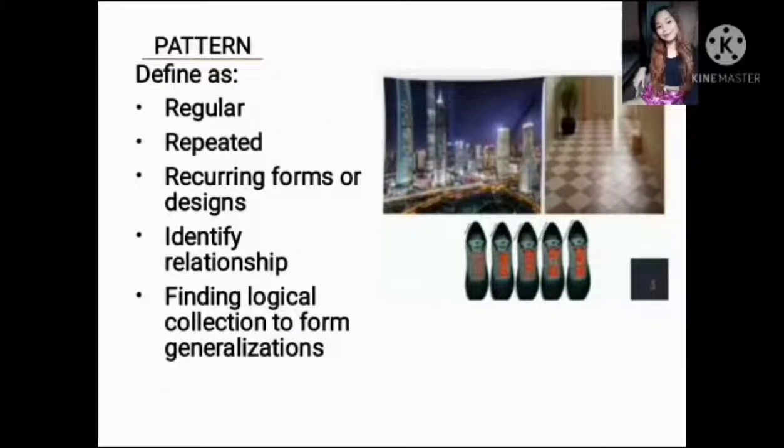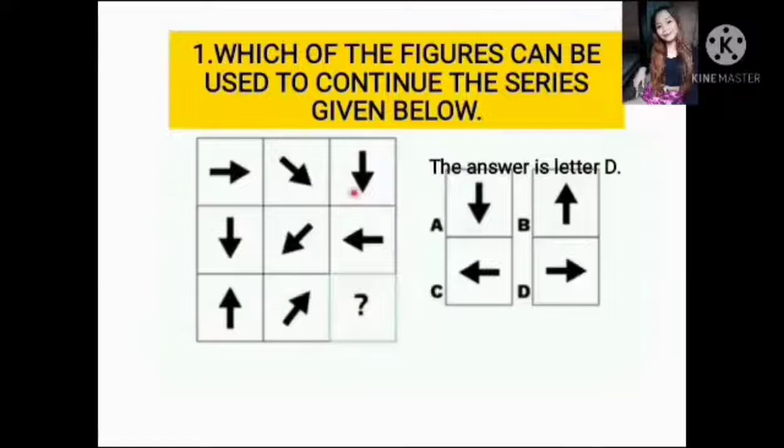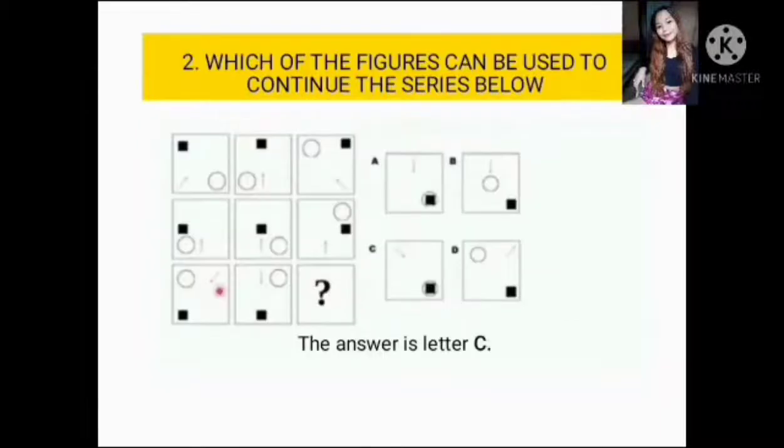Here are examples. Number 1. Which of the figures can be used to continue the series given below? From left to right, the arrow rotates each column 45 degrees clockwise, so the answer is letter D. Number 2. Which of the figures can be used to continue the series below?